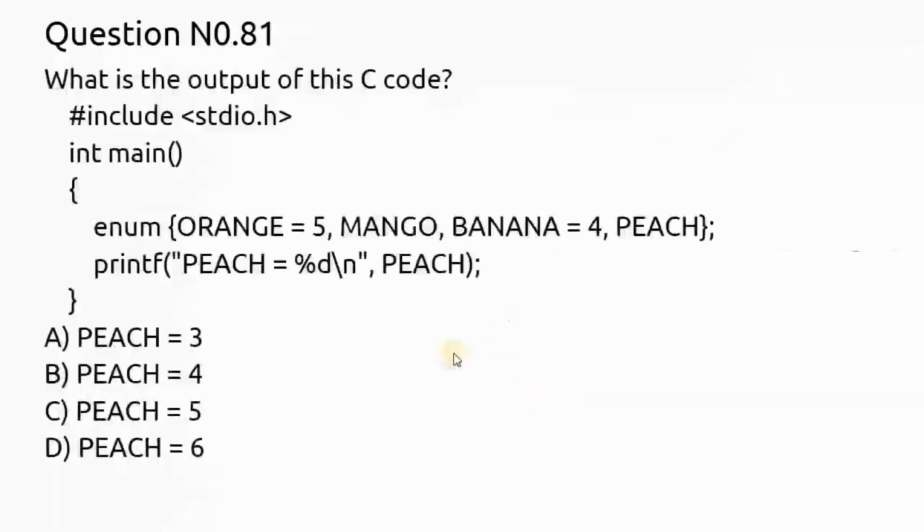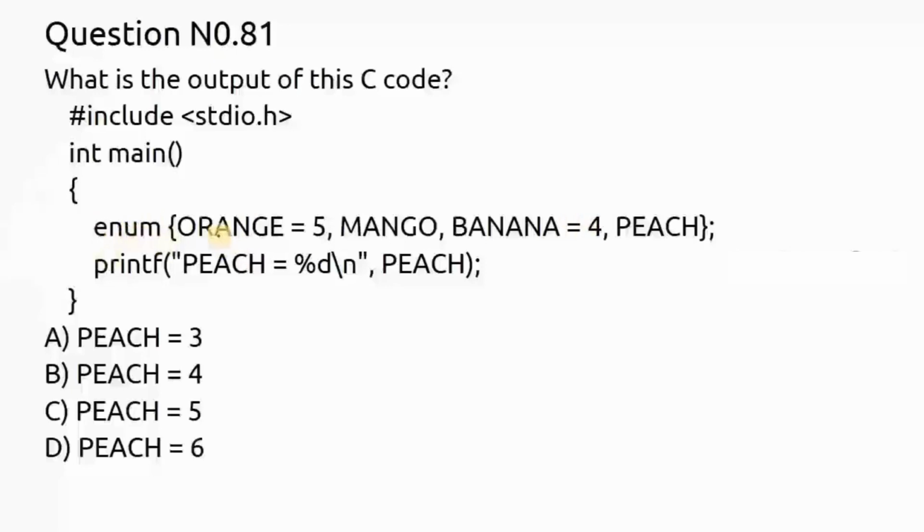Coming to the question number 81. What is the output of this C code? So here it is a program with the data type which is enum. It is declared as enum and it is given the values. What does that enum data type mean?